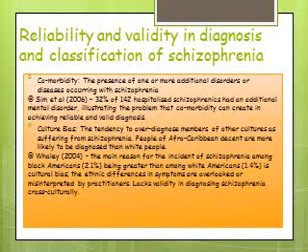Comorbidity refers to the presence of one or more additional disorders or diseases occurring alongside schizophrenia. Sims et al. found that 32% of 142 hospitalised schizophrenics had an additional mental disorder. This illustrates the problem that comorbidity can create in achieving a reliable and valid diagnosis. Culture bias, then, is the tendency to overdiagnose members of other cultures as suffering from schizophrenia. So people of Afro-Caribbean descent are more likely to be diagnosed than white people.